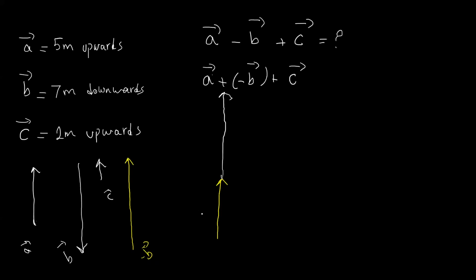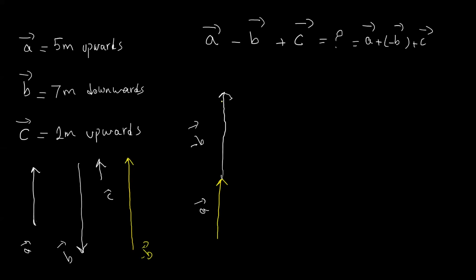So this one is A, this one is minus B, and then I need to add C to that, and C again is upward. Then I add C again from here. You see, head to tail. First one, and then second one starts from head of the first one, and third one starts from head of the second one. So this one is C again, same size and parallel. So this one is C. So it's A plus minus B plus C.